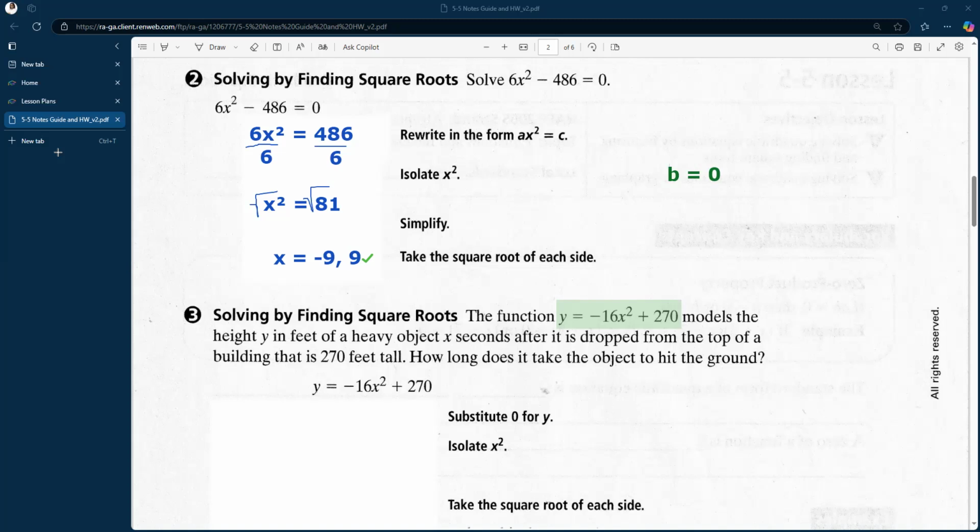So in this question, the function y = -16x² + 270 models the height y in feet of a heavy object x seconds after it is dropped from the top of a building that is 270 feet tall. How long does it take the object to hit the ground? Let's go ahead and solve this using square roots.